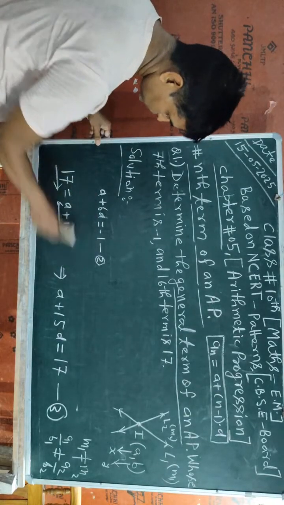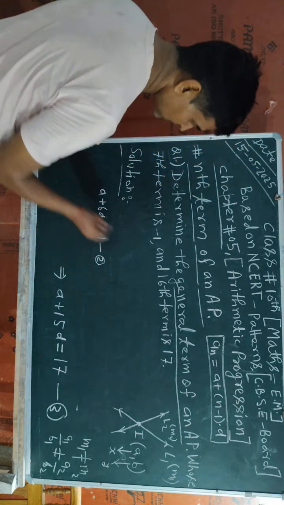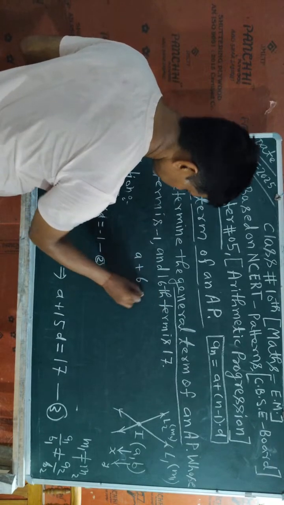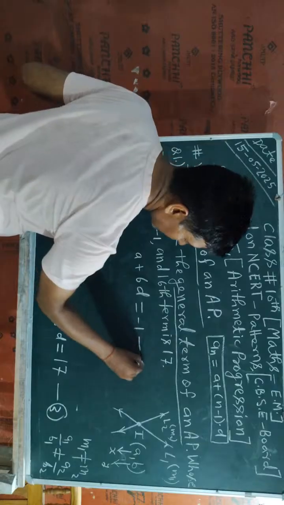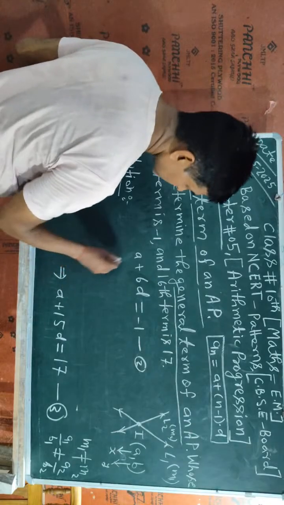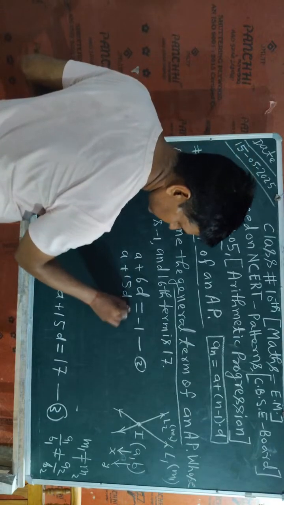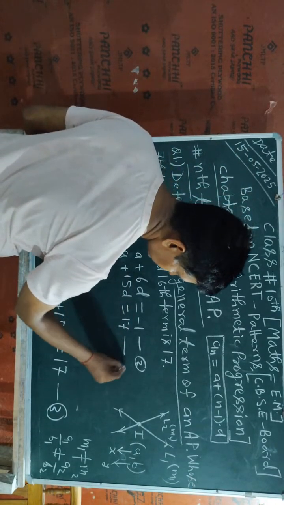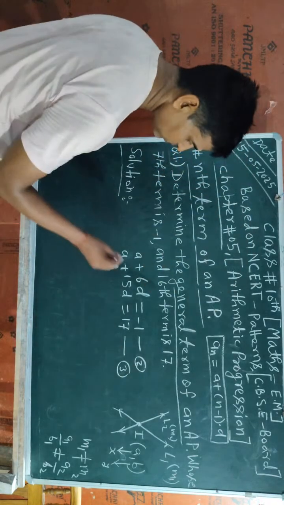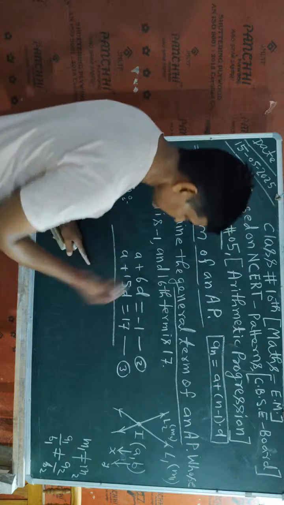Okay, student. So I am going to simplify equation number 2 and equation number 3. Further, I am going to write it in a proper way. a + 6d = -1, and I have called it equation number 2. Here I will write a + 15d = 17, and I have written this as equation number 3. Now this information I am erasing. Now here I have to use the substitution method, and then I will simplify.